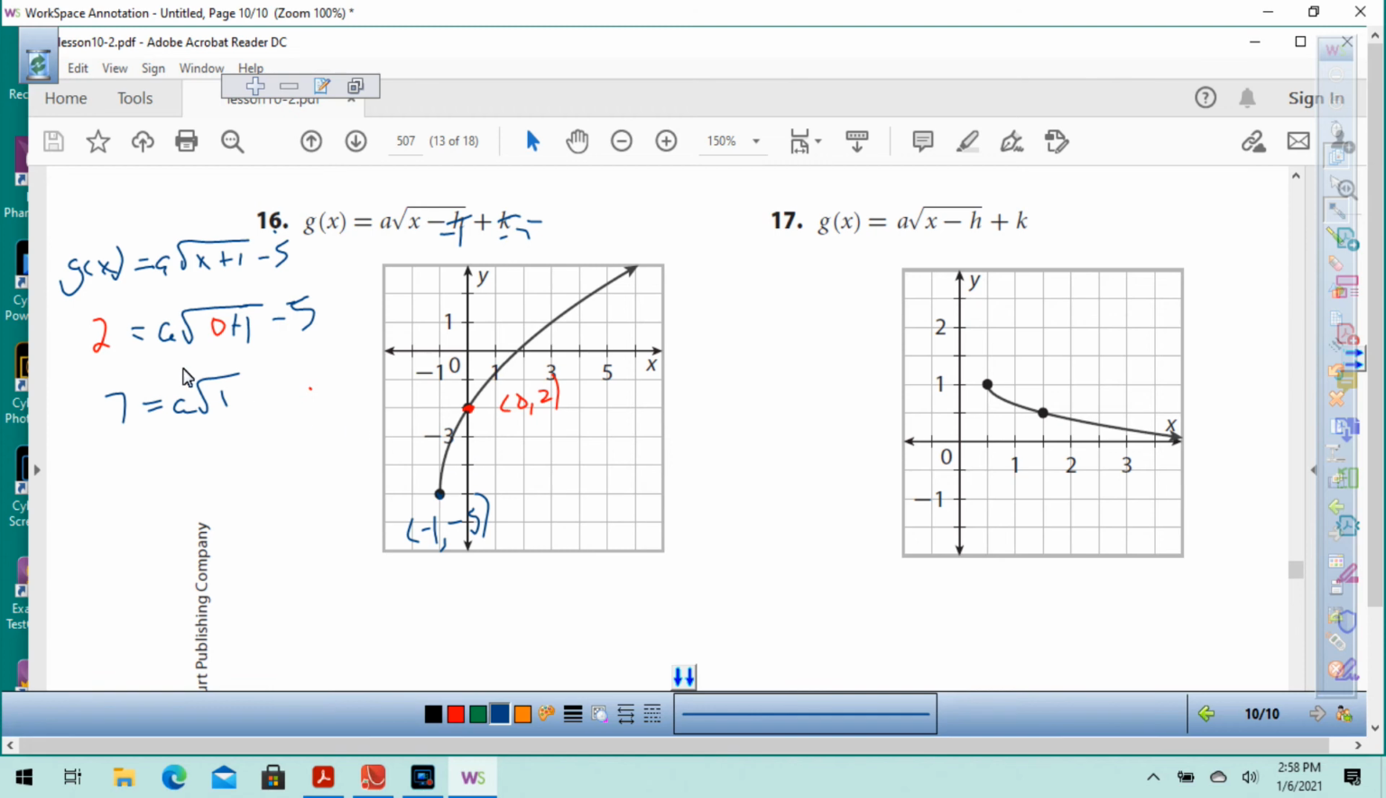Minus, I had 5, I got 7, and square root of 1. So 7 equals A. So my equation, g of x equals, and it looks to be, that was -5. So that's -5. I got -5, so I added 5. Yeah, that looks right. 7 times the square root of x plus 1. Oh, yeah, x plus 1 minus 5.